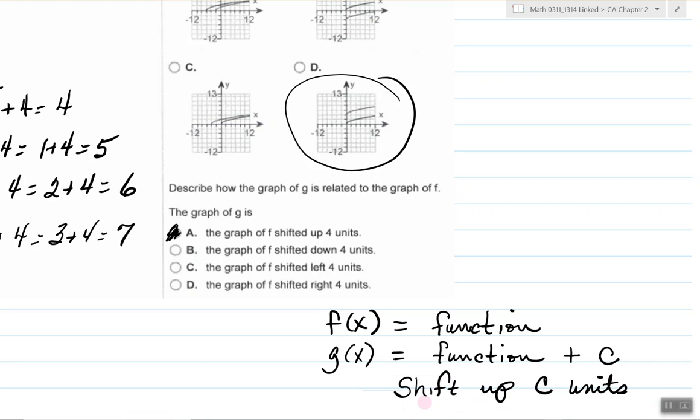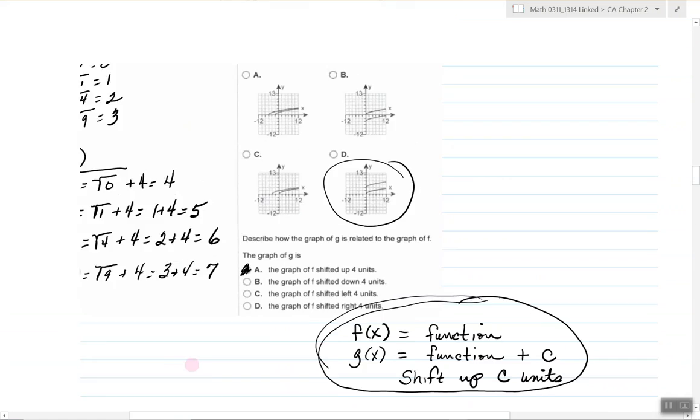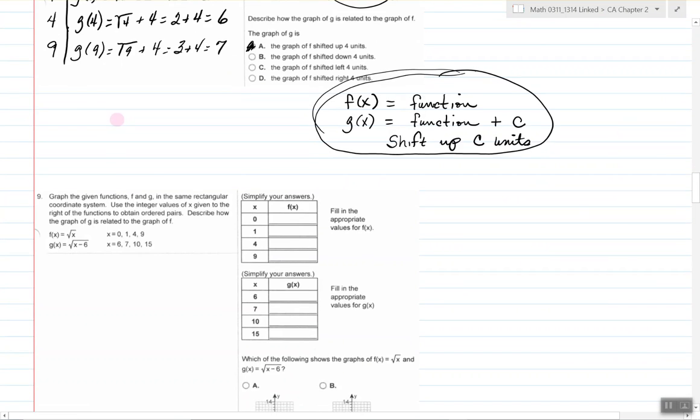All right, so please write this down in your notes, and I'm going to have some more summary in a few minutes. Let's look at our next question.